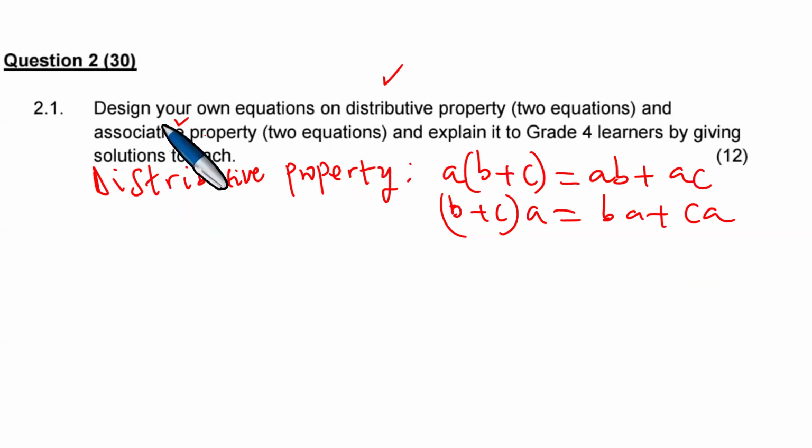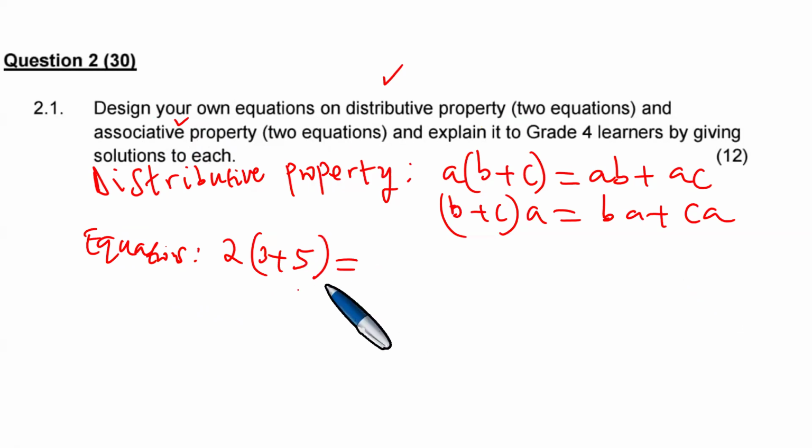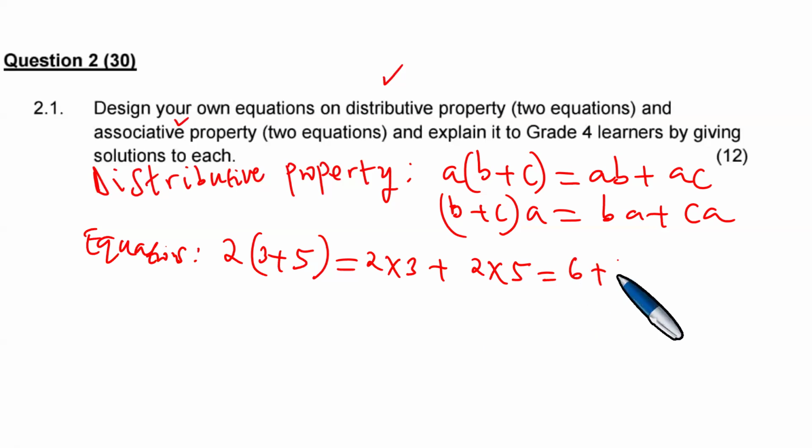But now, obviously, being the distributive property, we need to give our own equations on the distributive property. So now the equations we're giving are as follows. For instance, 2 times (3 plus 5) is going to be 2 by 3 plus 2 by 5, and then we're able to see that 2 by 3 is 6, 2 by 5 is 10. The result is actually 16.